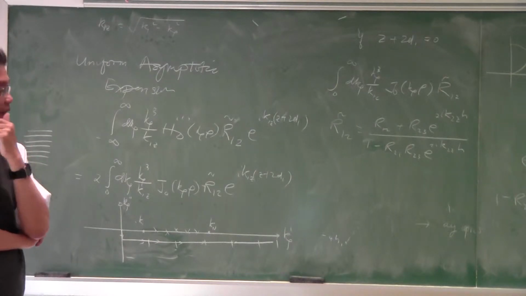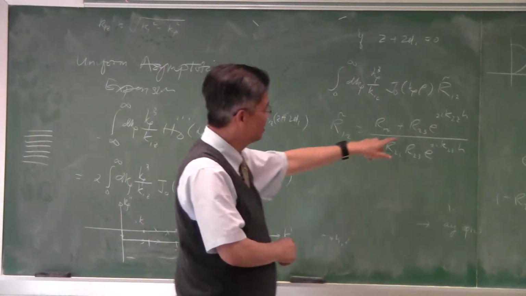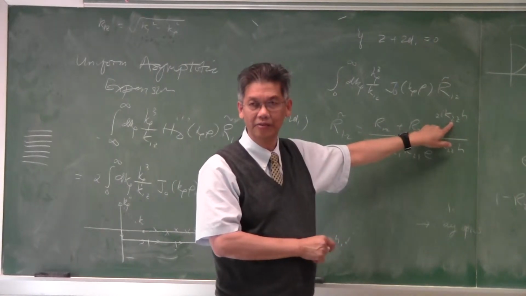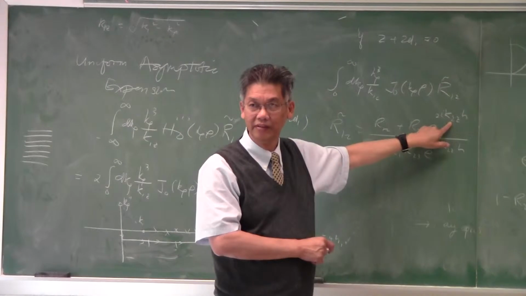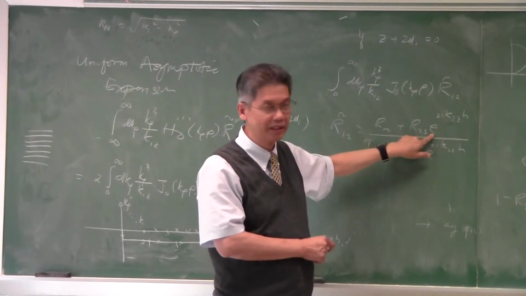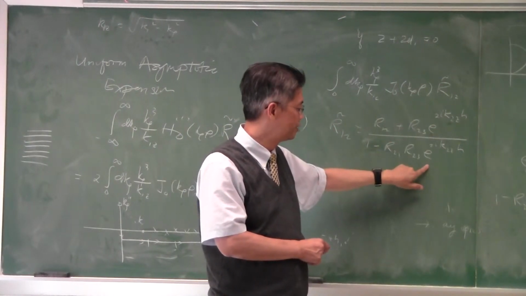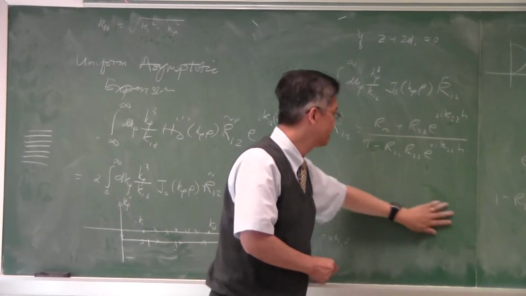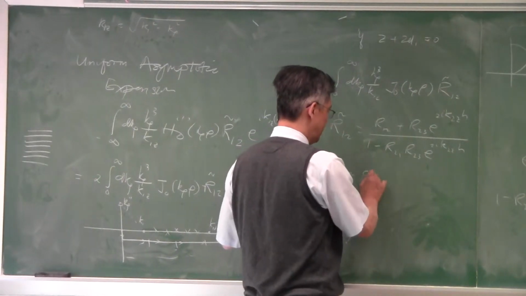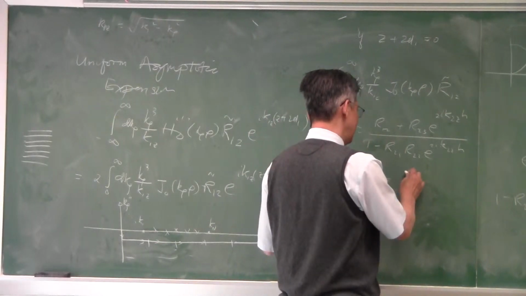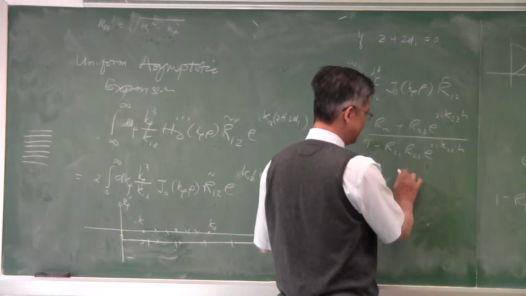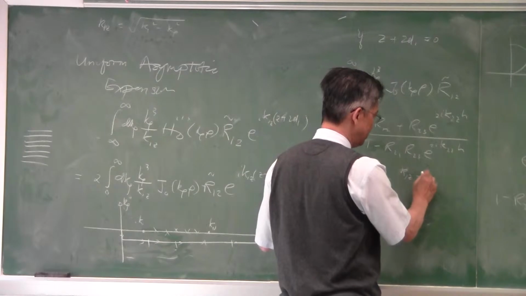Okay? But let's look at this term. What happens to K2Z when k rho becomes very large? It becomes imaginary, right? And then this will become exponentially small. This will become exponentially small. So when k rho becomes very large, this becomes R12. R12 is not necessarily equal to unity because if you just take the simple TE case.